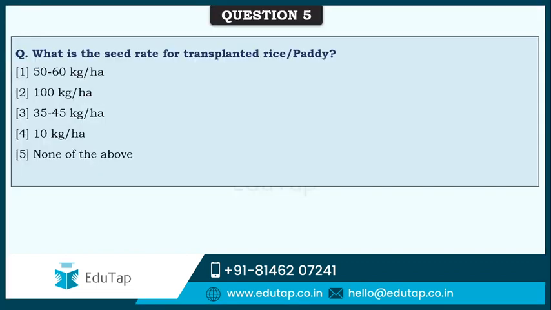Next, what is the seed rate for transplanted rice or paddy? See, based on the type of sowing also the seed rate differs, so you have to be very careful while answering such questions on seed rate especially.